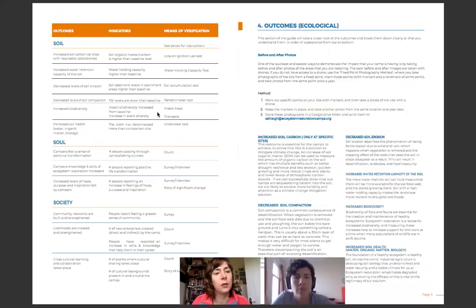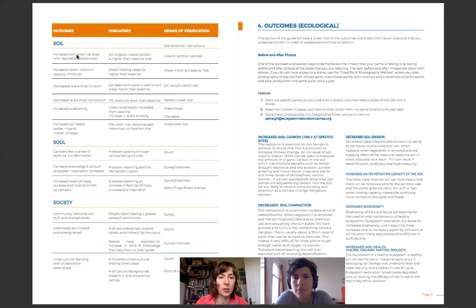So on this page here, page 4 is the framework itself laid out in a table. And you can see there are 3 sections. There's a section called soil, one called soul, and one called society. Soil refers to all of the ecological data collection methods. Soul refers to the personal change that happens within the people that go there, so the campers. And campers refer to people that live there and work there every day, and people that come in from outside. And then society refers to the wider society around the camp, so people that live in the community surrounding where the camp is. Yeah, so that's how the framework is structured.